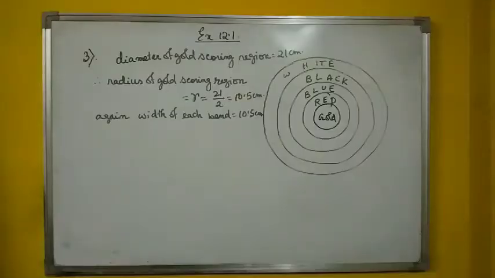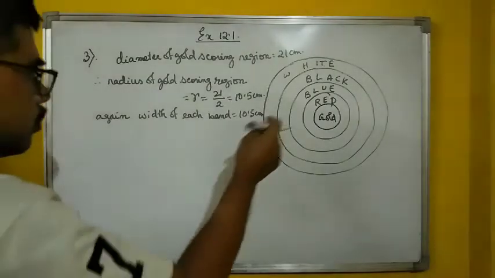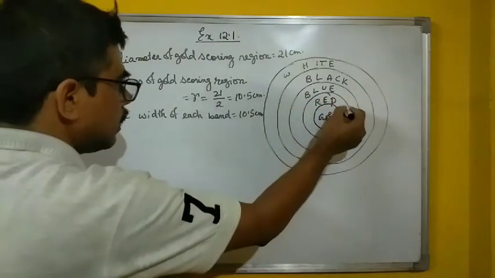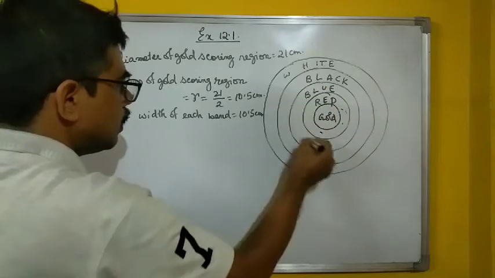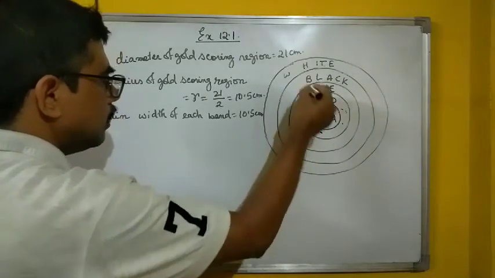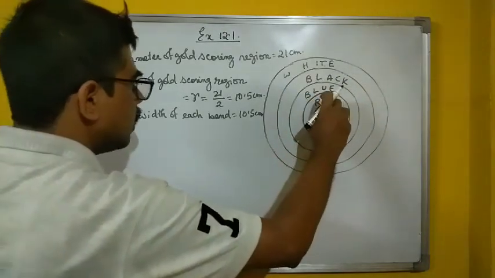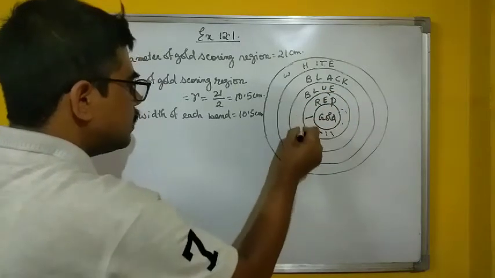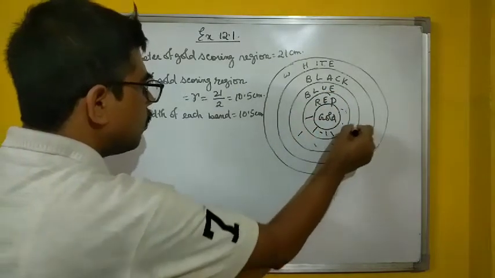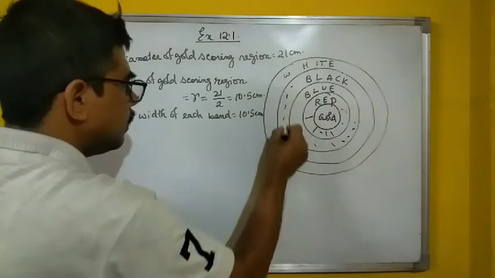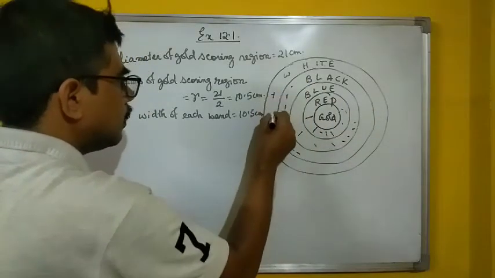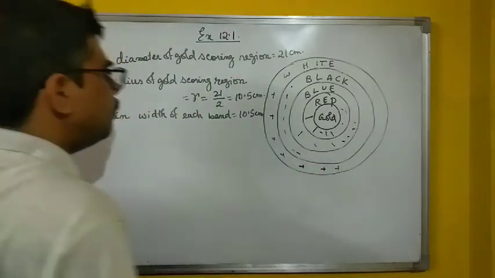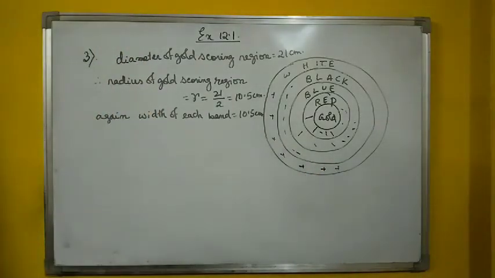I will explain now on the board. See, that is the gold scoring region according to the question. This one is the red scoring region. This is the blue scoring region, black and white. So we have to find the area of each scoring region. The gold, then the red. Red means that part only. Blue means that part only. Then the black part, and then the white part. So how to find now?